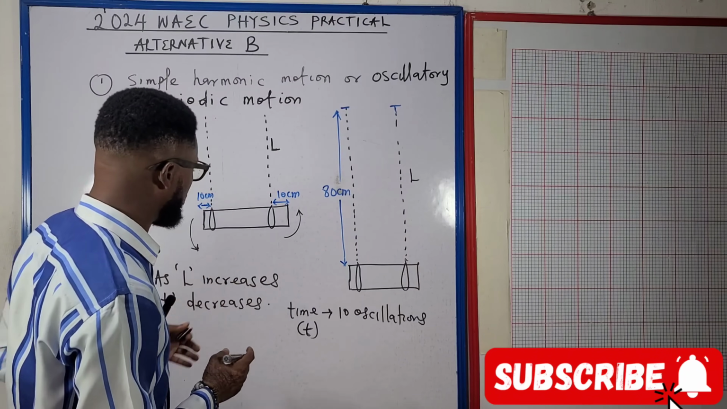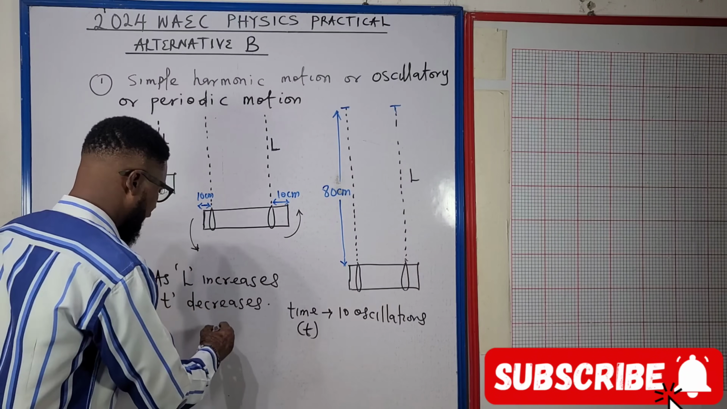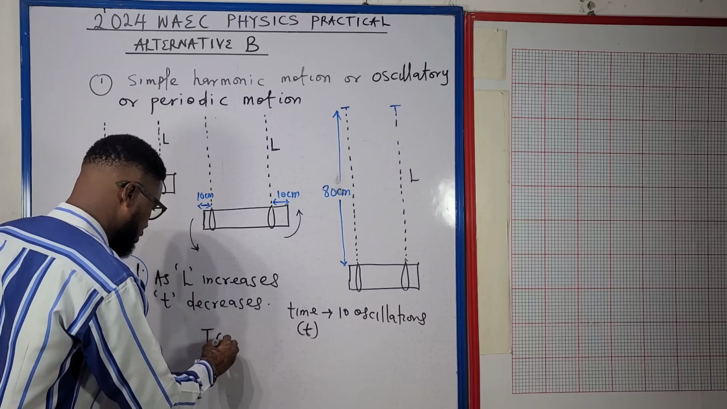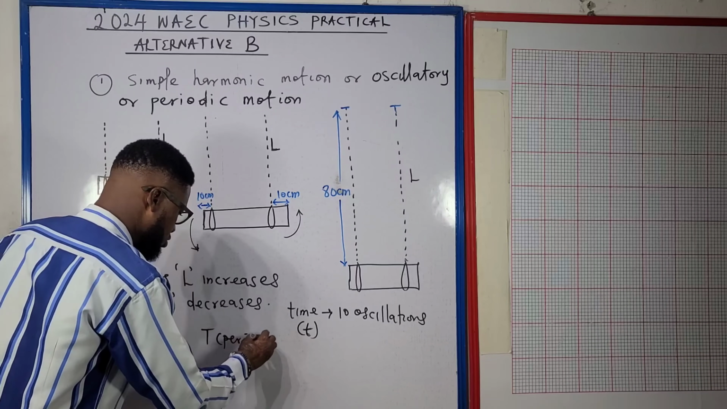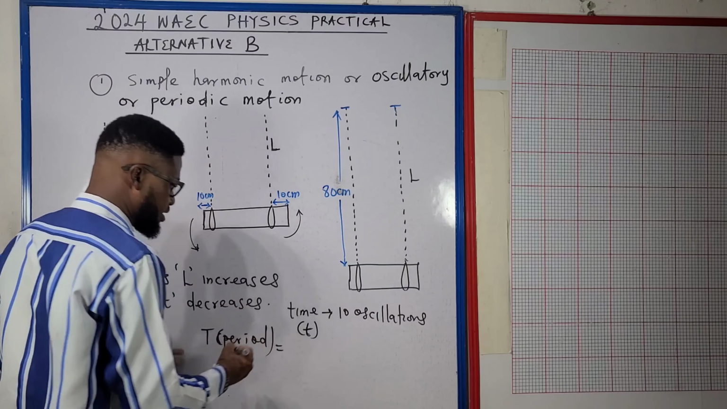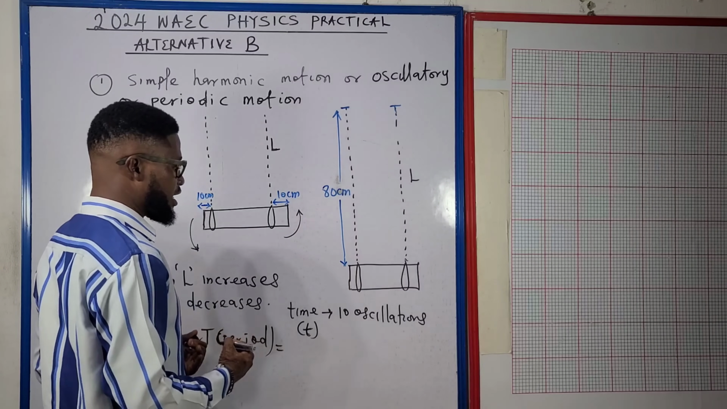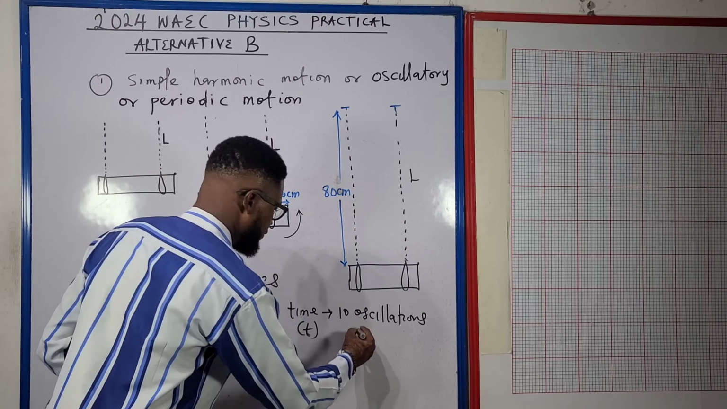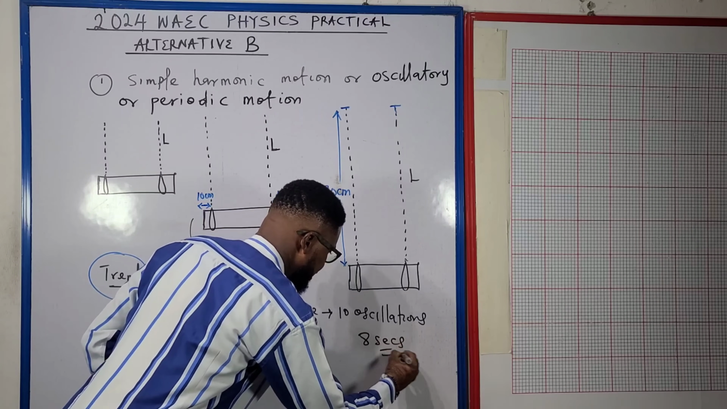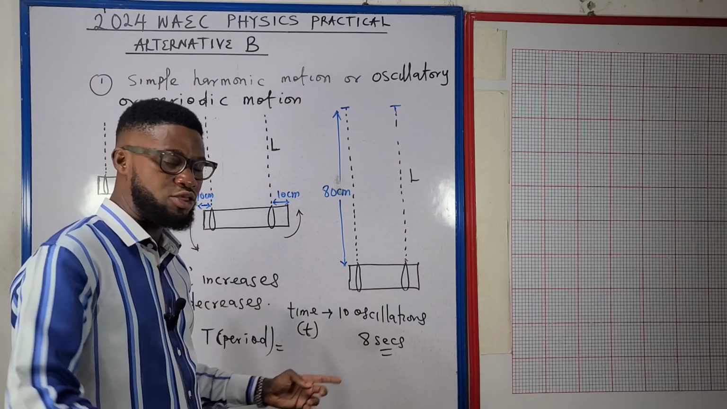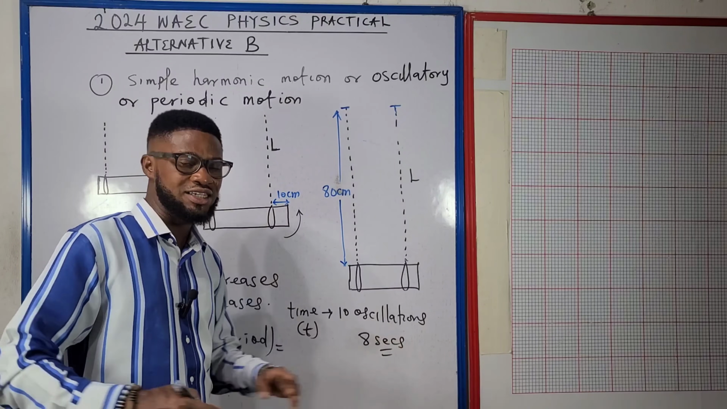And for periodic motion, we talk about time for one cycle. The time for one cycle is what we call period, usually represented as capital letter T. Our period is this. If, for example, let's say 10 oscillations are going to take about 8 seconds, what this means is that for 10 oscillations, 10 to and fro movements, it is taking 8 seconds.